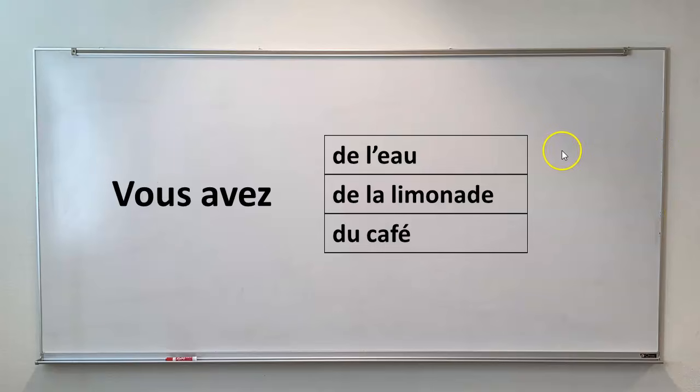You have some water, or you have water. Vous avez de l'eau. You have some lemonade. Vous avez de la limonade. You have some coffee. Vous avez du café.